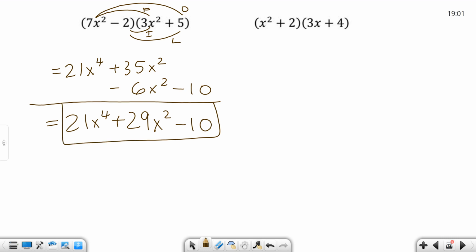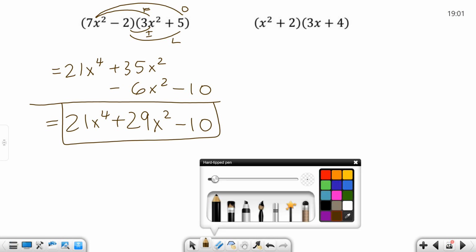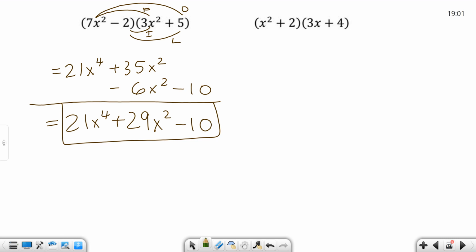All right, so 21x to the fourth plus 29x squared minus 10 is the final answer there. Now the next one, look at this, x squared and a number, and then it's x and a number. It's not built the same. So that means that you may or may not have things that combine here. If it's not built the same, it may not combine at all. So let's look at first, outer, inner, last.